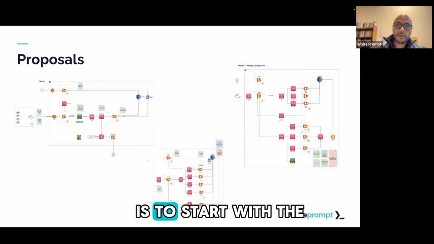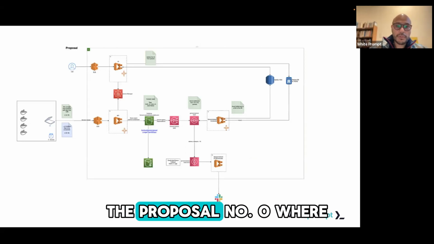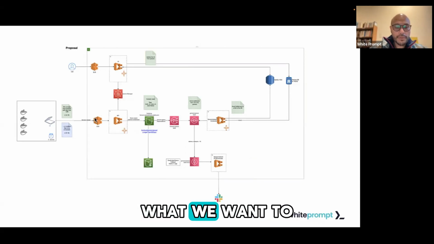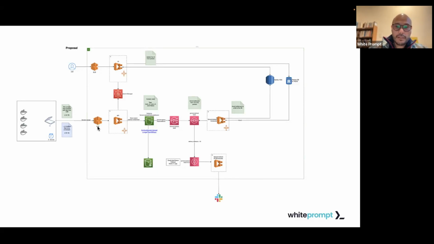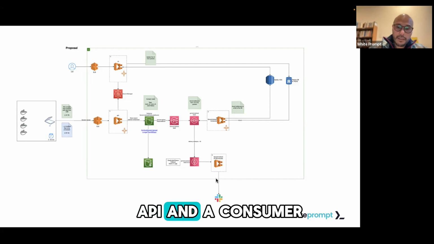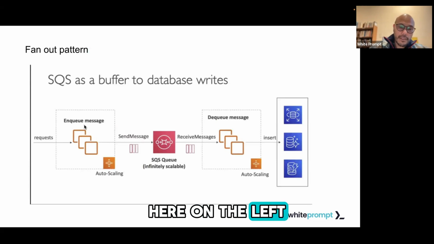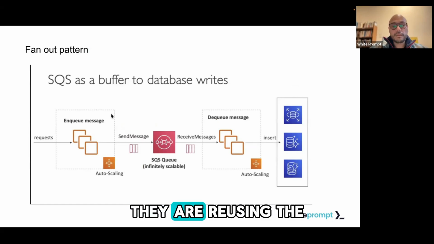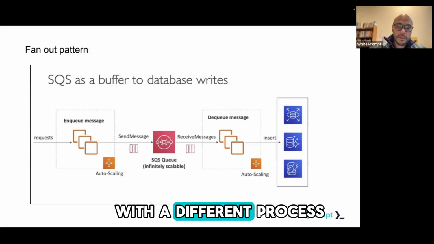So what we did is start with a first proposal, which is proposal number 0, where we want to split the single container into at least 2 main containers. That could be the API and a consumer. It could be like this. Here on the left side, we will have the application, and we split it into 2 main containers that reuse the same Dockerfile image, but with a different process.